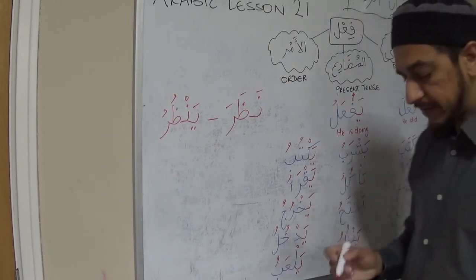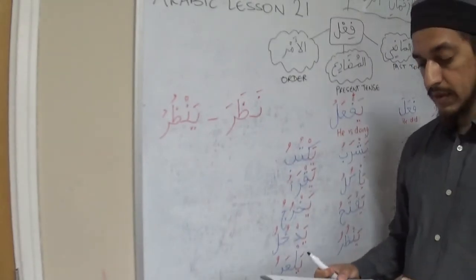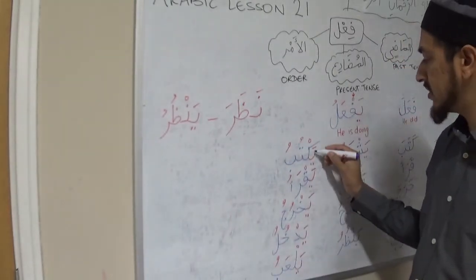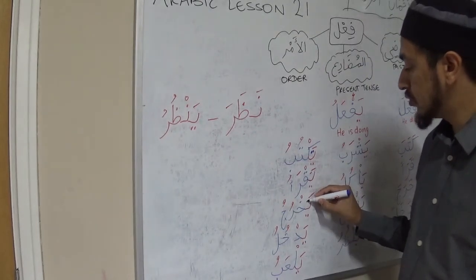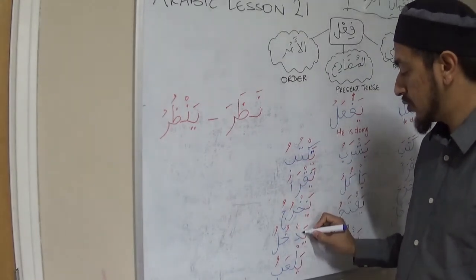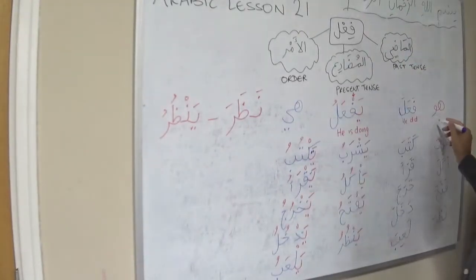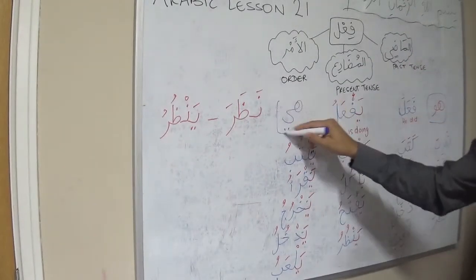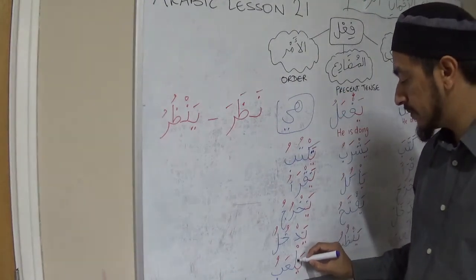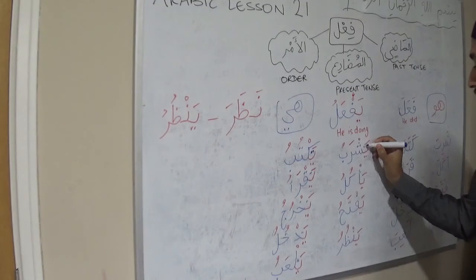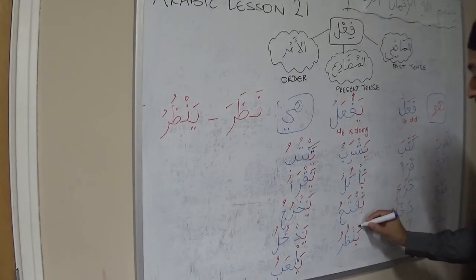And that's it. But if it was to do with the feminine version, that would just be ta: taktubu, taqra'u, takhruju. Nothing else changes. Tadkhulu. This is for the hiya. We would just be looking at the huwa. But if it was hiya: taktubu, taqra'u, takhruju, tadkhulu, tal'abu, tashrabu. Everything's the same. Ta'kulu, taftahu, tanzuru.